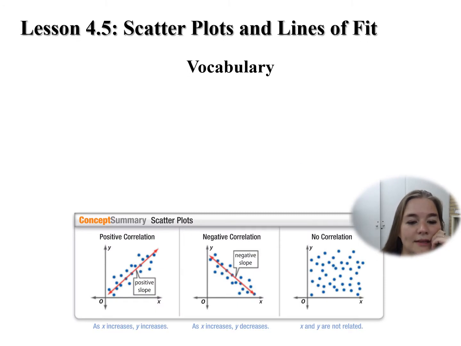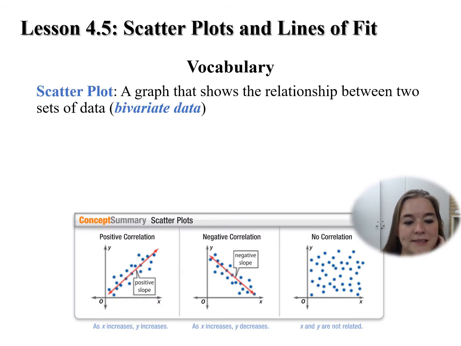So to do that, we're going to think about the vocabulary term of scatter plot. A scatter plot is a graph that shows the relationship between two sets of data. We have bivariate data. That bi, we know, means two. So we're talking about two types of data. And the scatter plot means we have a bunch of points. If we take a look at the bottom here, we see the types of correlation. We can have a positive correlation, we can have a negative correlation, or we can have no correlation between our data.